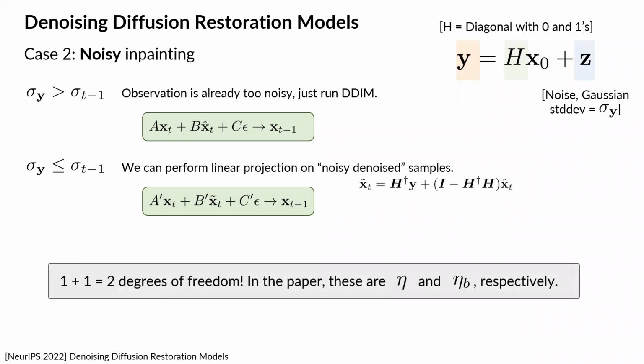So in the paper, we have 2 hyperparameters called eta and eta b, and these actually correspond to these 2 degrees of freedom, respectively, in the paper, if you want to check all the details.